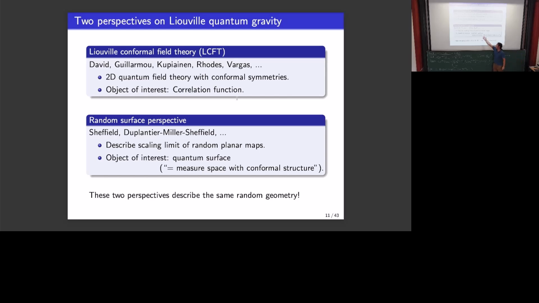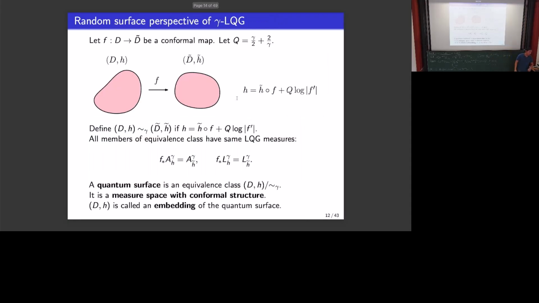So the object we care about is this quantum surface that we discussed yesterday briefly. We said a pair D, H is equivalent to a different pair D tilde, H tilde if they have the same Liouville quantum gravity observables. So the area measures, these GMCs, agree on the push forward, and the boundary GMC measures agree on the push forward. Okay, so this is the notion of a quantum surface. It's not just a field, but you can also mod out by conformal maps, basically.